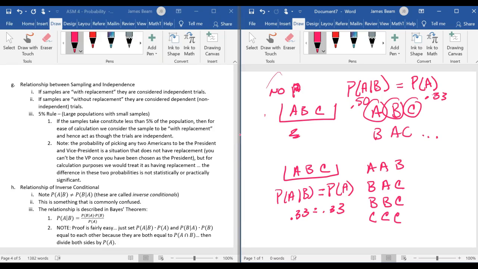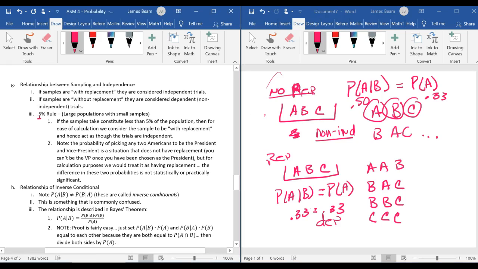So if I have no replacement, I treat it as though the trials are non-independent, or another way of saying that is that they're dependent. So no replacement is non-independent. If I have a replacement, I have independence. Now, this holds for almost every case in the world. But we're going to create this thing that we're going to call the 5% rule.